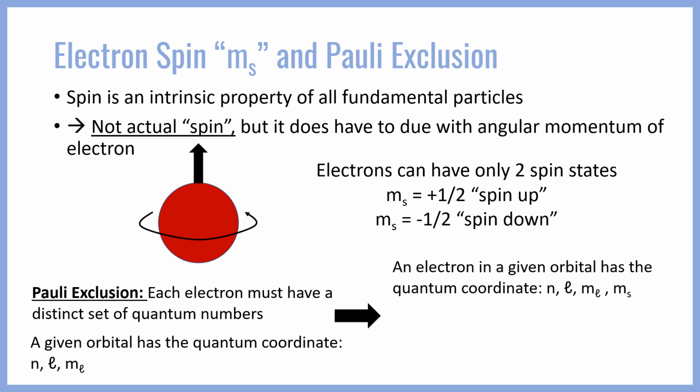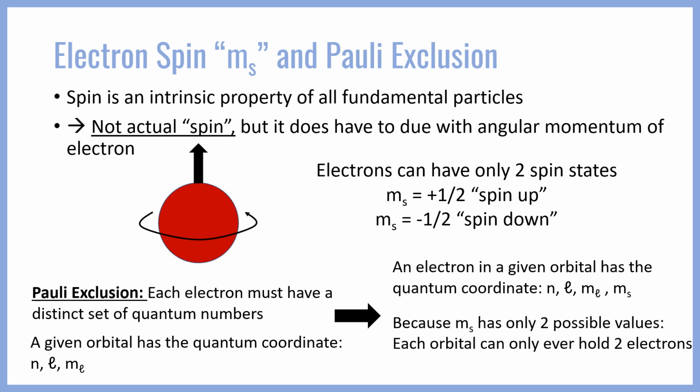Now, an electron in a given orbital will have quantum numbers n, l, m sub l, m sub s, where the m sub s distinguishes whether the electron is spin up or spin down. Because spin is our last quantum number, and it's restricted to only 2 values, only 2 electrons could possibly exist in each orbital, since for a given orbital, all the other quantum numbers are going to be the same.